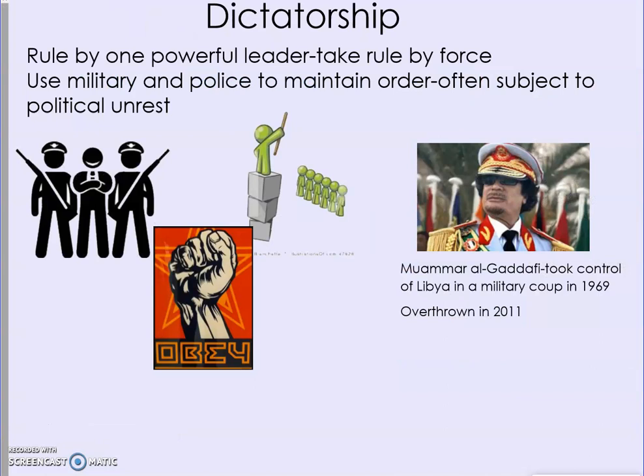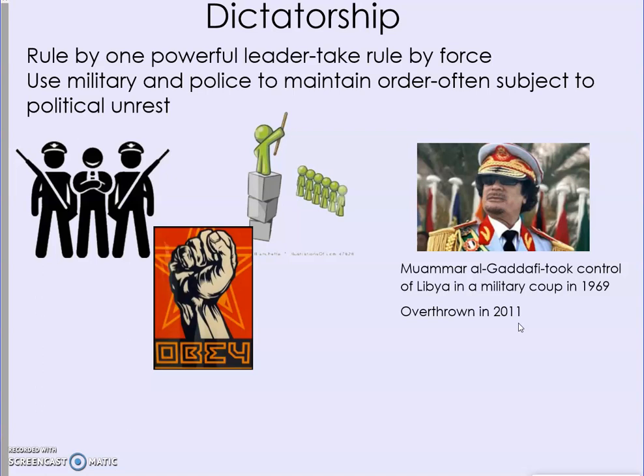Dictatorships would be, again, going back to that concept of rule by one, like a monarchy, it's only one ruler. The difference with the dictatorship is that typically where monarchs inherit their power, dictators typically take and hold their power by force. The example, the picture that we have here of Gaddafi, he took control of Libya in a military coup in 1969. Eventually, he was overthrown, but if you can see the timeline, he was in power for a long time before he was overthrown in 2011.